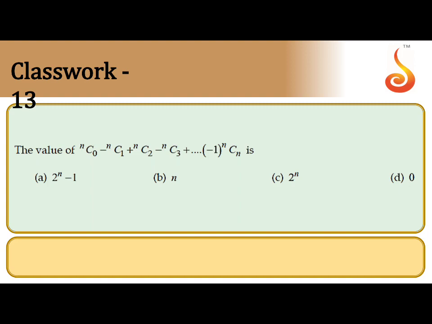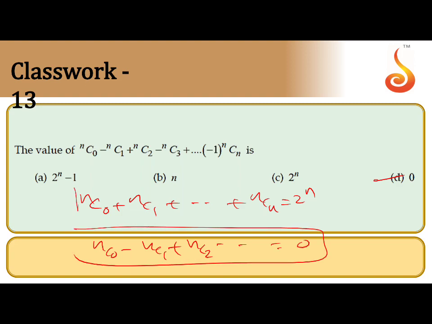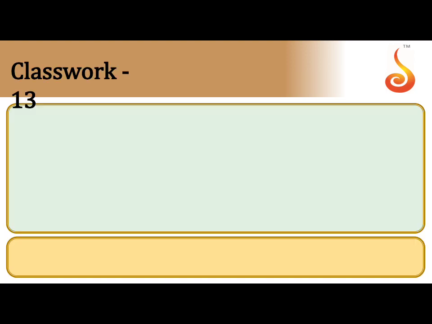Now this question: the value of NC0 − NC1 + NC2 − NC3 and so on. The answer is 0. Remember the formula I gave: the sum of the binomial coefficients is 2^n if all terms are positive. If they are alternately positive and negative, the answer is 0. It is just a property you can remember. Clear now?